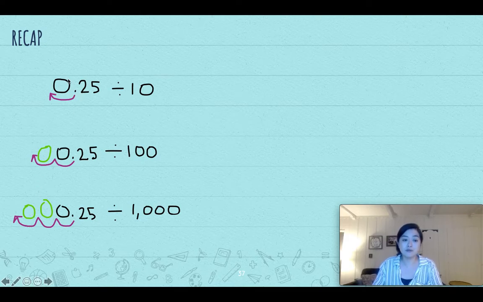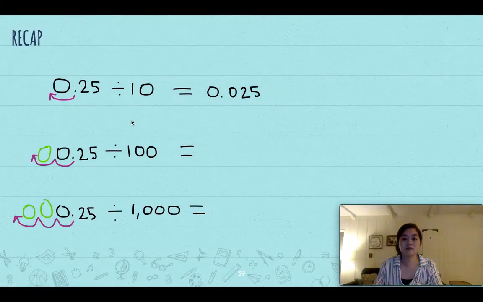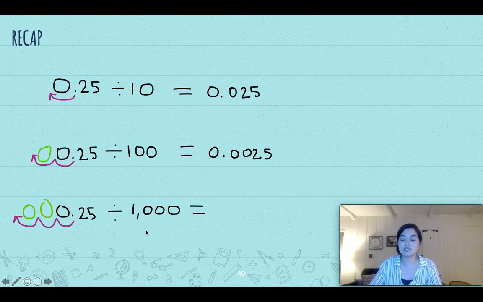And so now let's find the answers. 0.25 divided by 10 is 0.025. And 0.25 divided by 100 is 0.0025, and 0.25 divided by 1000 is 0.00025.